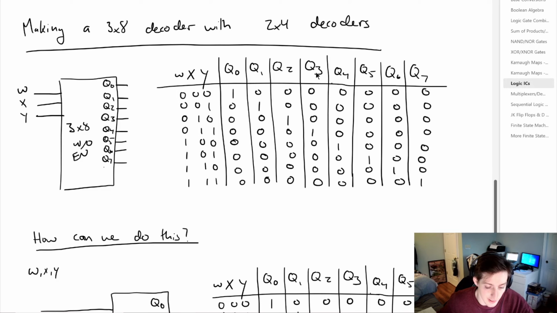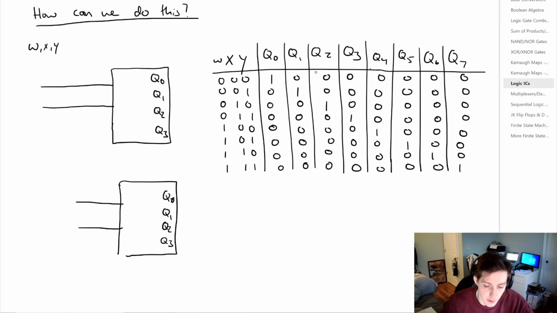So let's look at how we can do this. On the right here, again, we have our truth table that we want to try to match. And we have 3 inputs, W, X, and Y. Now the question is, what do we do with a 2x4 decoder? Well, because we have more than 2 inputs, we're probably going to need another one. But how do we tie them together?